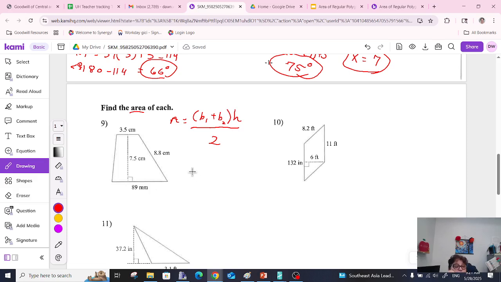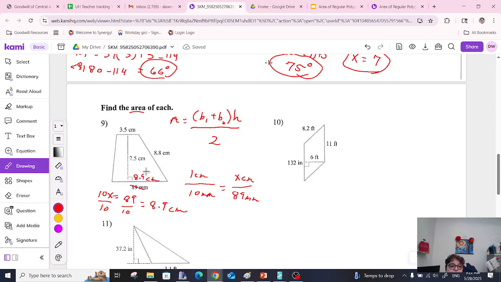If you did not know that, you could set it up as a proportion. 1 centimeter is 10 millimeters. I have millimeters on the bottom here, so I'm going to put 89 millimeters. And then how many centimeters? When you cross multiply, that will give you your answer. So 10x equals 89. So you just divide by 10, and that would be 8.9 centimeters, right?